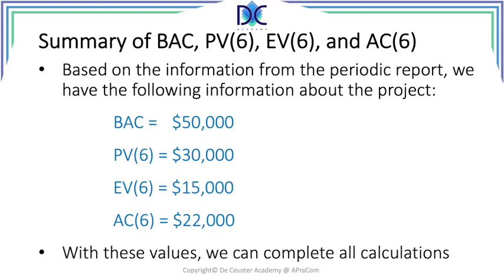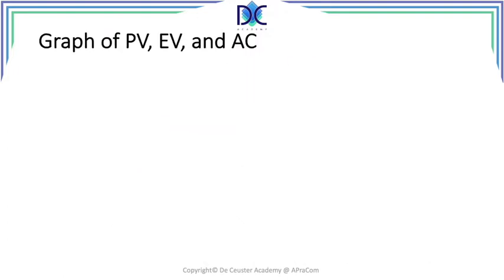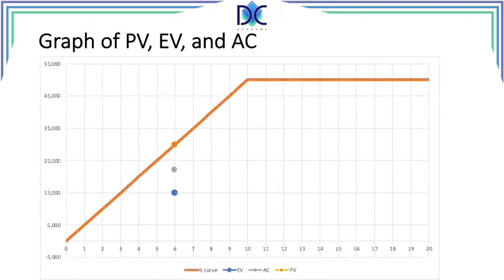With these values, we can calculate all the earned value management parameters, and let's have a look at the graph in which we have the planned value, the earned value, and the actual cost. We have the S-curve, the orange curve, and then we have 3 dots. The orange dot is the planned value in period 6, which is on the graph, and we planned to have a value created of $30,000. The gray is the actual cost, which is 22,000. That's what we actually paid. And the blue dot is the earned value in period 6, which is 15,000.